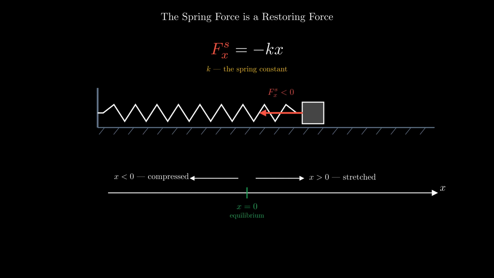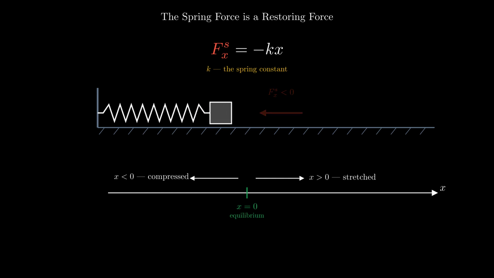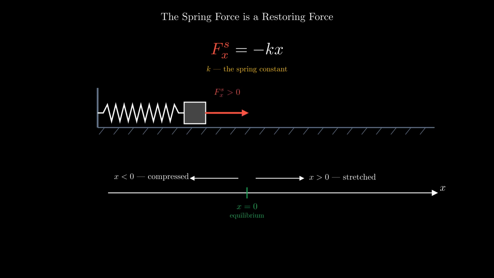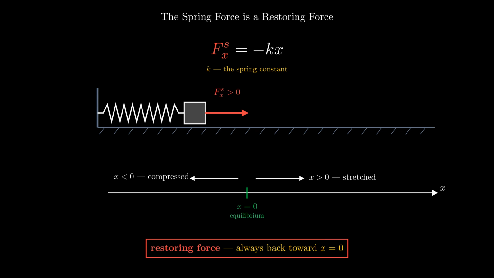Stretch it and the force points in the negative x direction. Compress it, and the force points in the positive x direction. Either way, the minus sign drives the object back toward equilibrium. Potential energy comes from the work the spring force does.